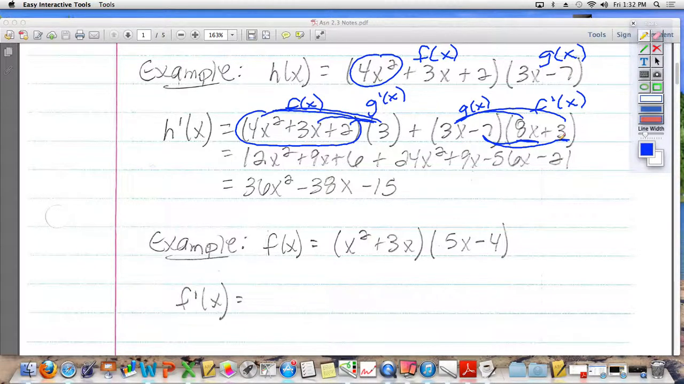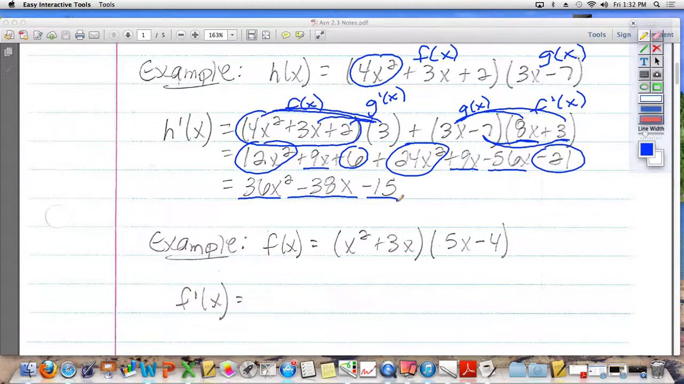All right, so we have this huge long string of numbers. You collect like terms. We have a 12x squared and a 24x squared together giving me 36x squared. You have a 9x, another 9x, and a negative 56x. You combine those, they get you negative 38x. And then you have a 6 and a minus 21 that combine to give you negative 15. You okay with that?